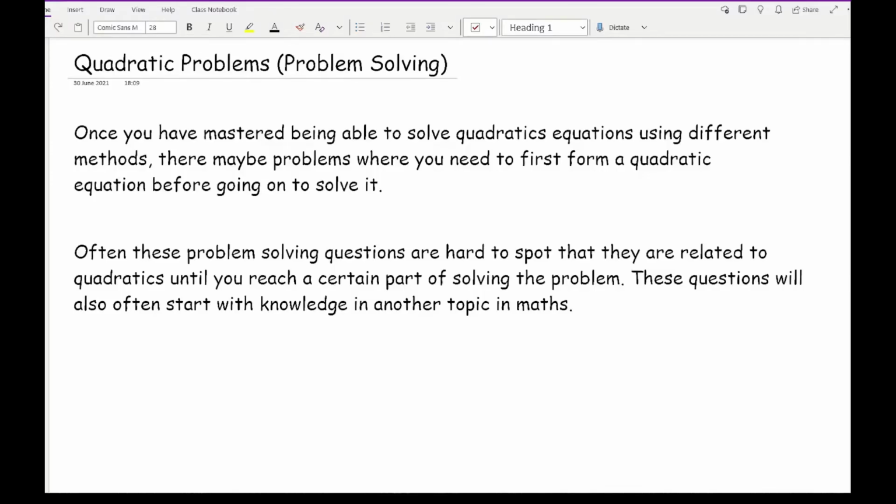Now once you've mastered being able to solve quadratic equations using different methods, so factorising, completing the square, using the formula, there may be problems where you need to first form a quadratic equation before going on to solve it. Now often these problem solving questions are hard to spot and they are related to quadratics until you reach a certain point of the problem. These questions will often start with knowledge of another topic in maths, so for example area, units, graphs, etc.